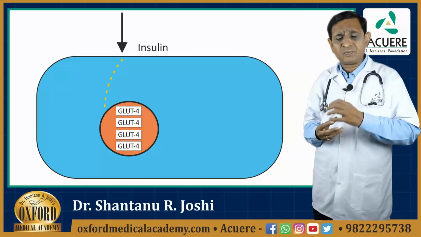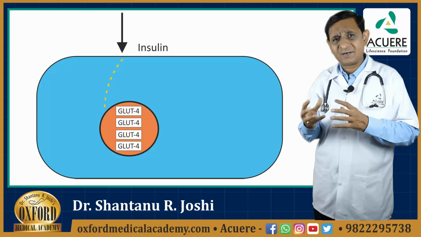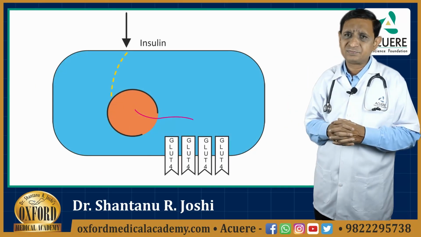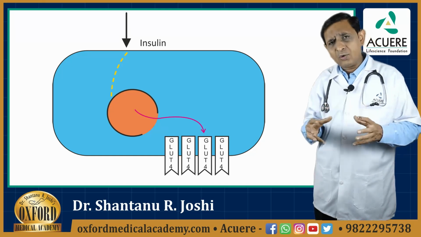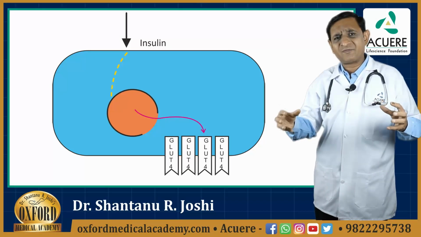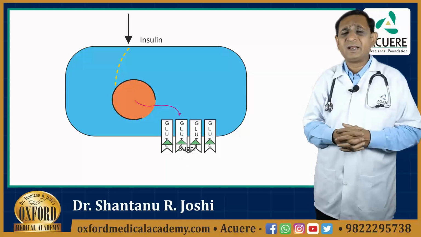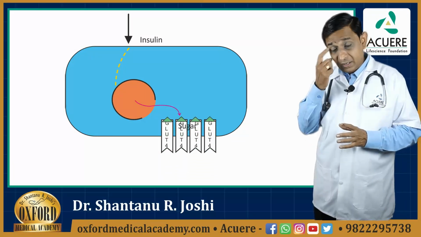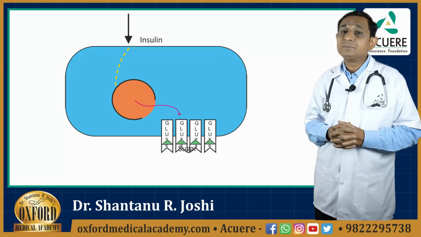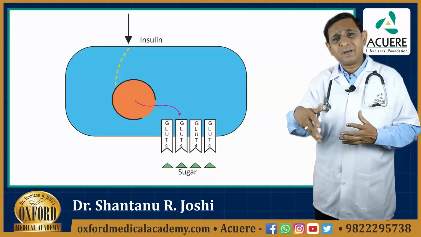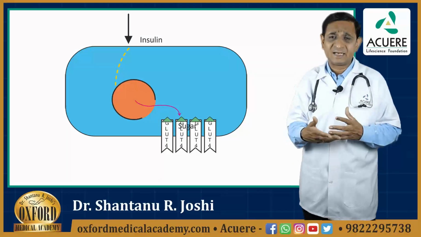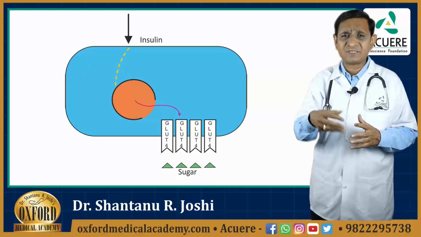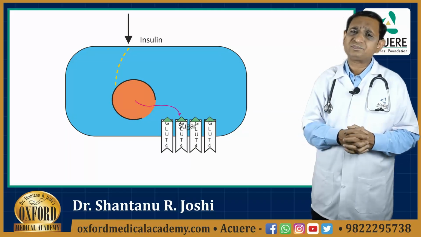Due to the degranulation of this vesicle, slowly the GLUT receptors will get recruited to the cell surface. When the GLUT receptors are available on the cell surface, the sugar will enter the cell, and it will get converted into glycogen, to be stored or maybe utilized for some cell functions.